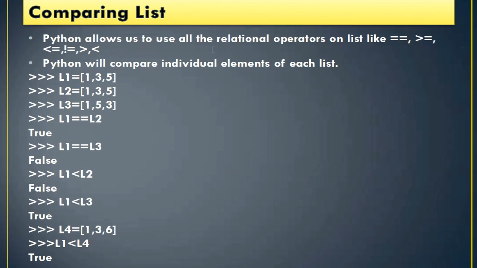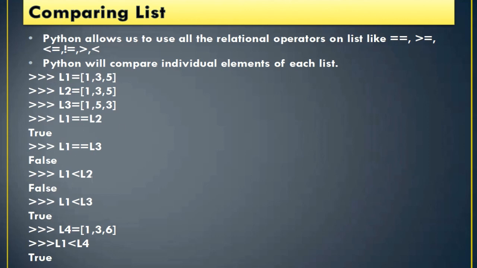Okay, next, comparing lists. Python allows us to use all the relational operators on lists, like equal to, less than, greater than, less than or equal to, greater than or equal to, not equal to. So Python will compare individual elements of each list, like L1 equal to this, L2 equal to 1 3 5, L3 equal to 1 5 3. If L1 equal to L2, what will it give us? True. L1 equal to L3. Is L1 equal to L3? No, so it will give us false.